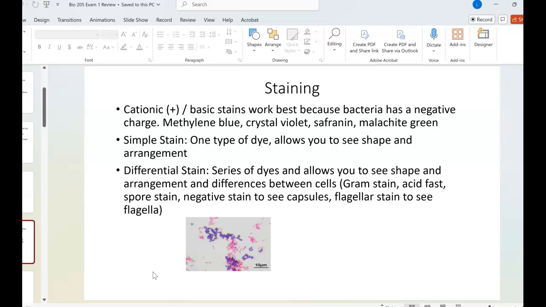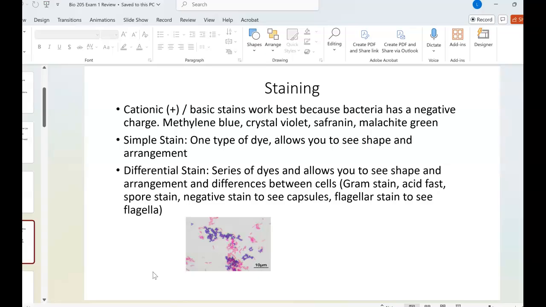So a simple stain just uses one type of dye. So if we use crystal violet, all of the cells, no matter what their characteristics are, would all be purple. And it's going to give us limited information. It's going to allow us to see the shape and arrangement. A better stain for our time and efforts would really be to do a differential stain.